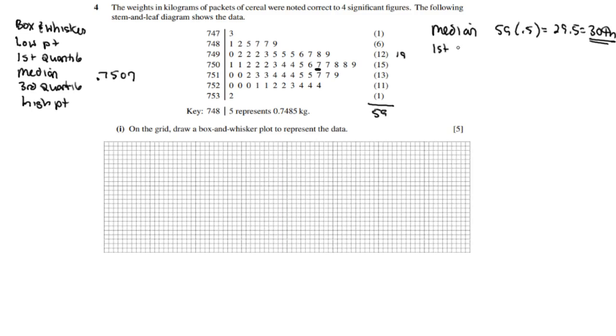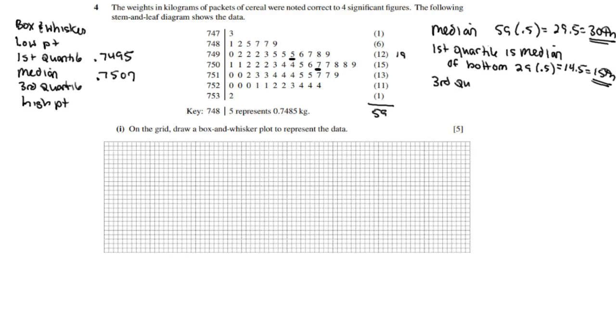And now I'm going to look for the first quartile. Keep in mind what that means: it's the median of the bottom half, in this case the bottom 29. So again, I take 29 times 0.5 and I find that that's going to be 14.5. I'm looking for the 15th piece of data, which, because of these numbers on the side, is pretty easy to do. I've got 7, and now I just keep on counting, and I find that that piece right there is our 15th piece of data, and so that's the first quartile.